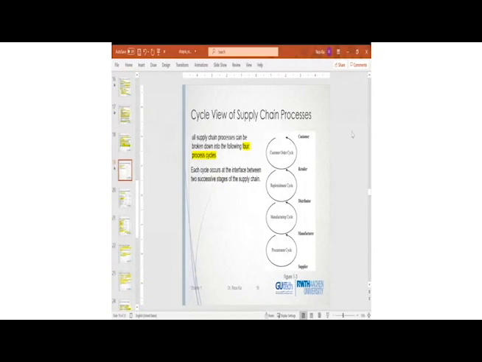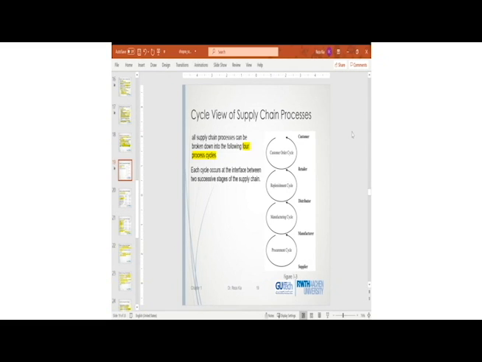Okay, guys, I'm just reviewing the last part that we studied in the previous class, which was a cycle view of supply chain. And as you remember, I hope that you have studied that part of lectures. The whole process of a supply chain could be divided in 4 cycles. So in a cycle view of a supply chain, you will have 4 cycles.